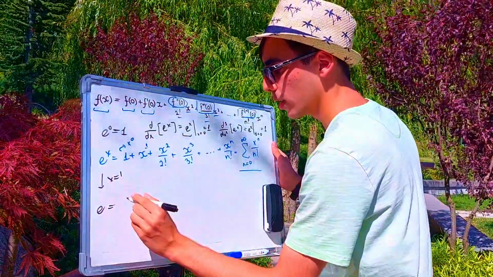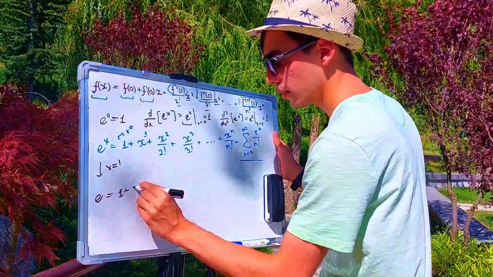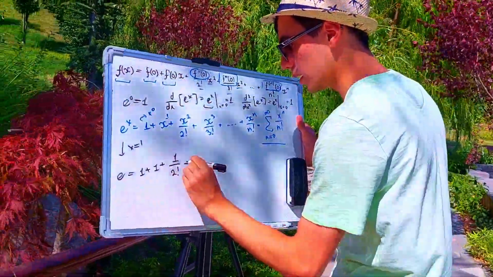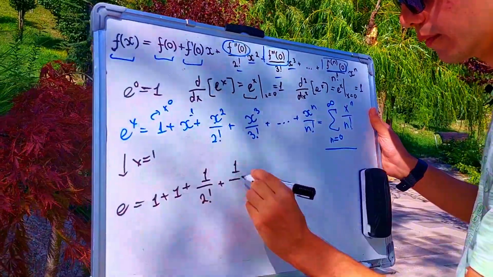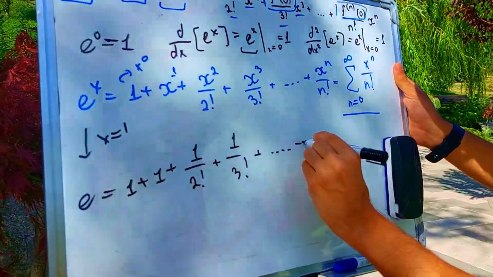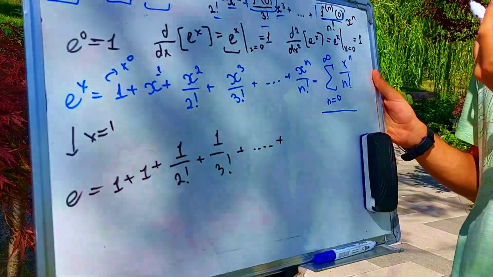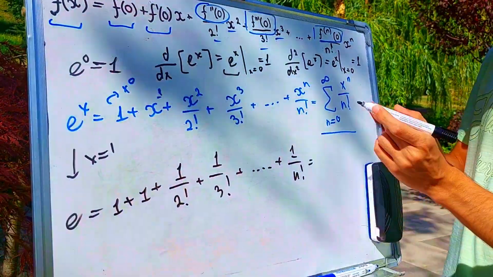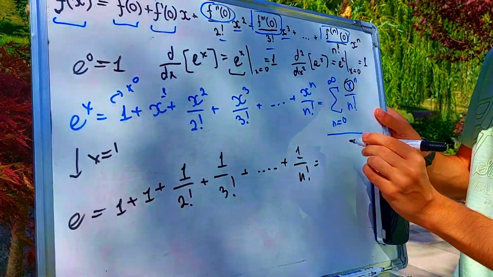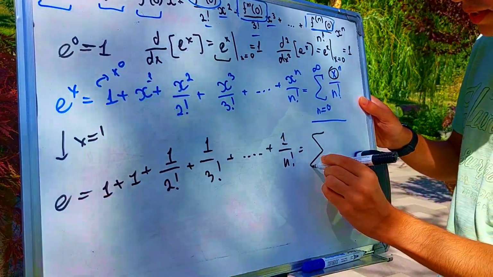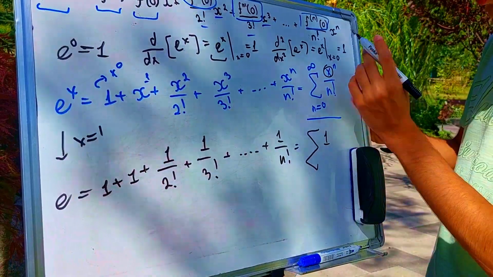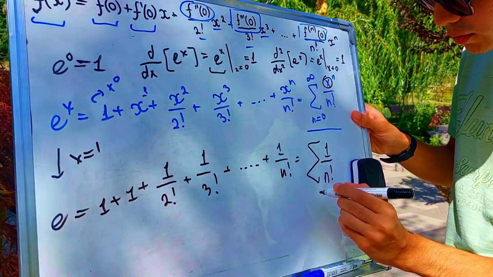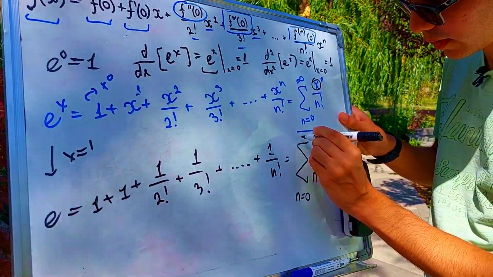So it's 1 plus 1 squared, just 1, over 2 factorial, plus 1 cubed, again just 1, over 3 factorial, and so on. It goes until 1 to the power of n, 1 to any power is just 1, so 1 over n factorial. And I can plug 1 in the sigma form as well: it's a sum of 1 to the power of n, which is just 1, divided by n factorial, from 0 to infinity.